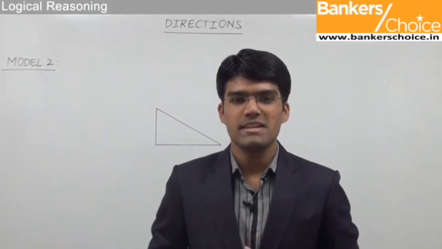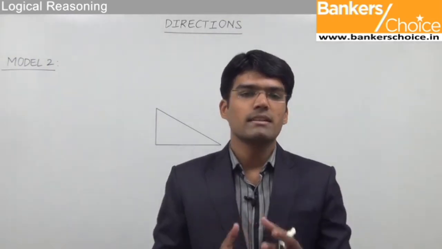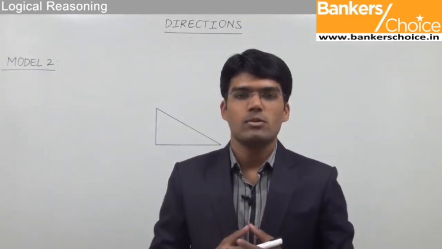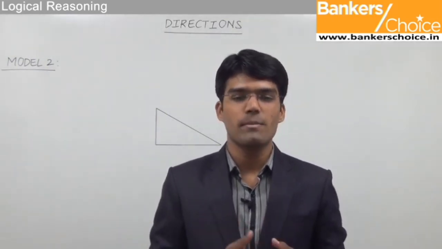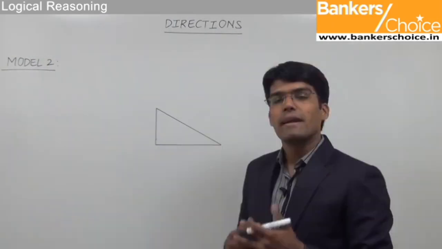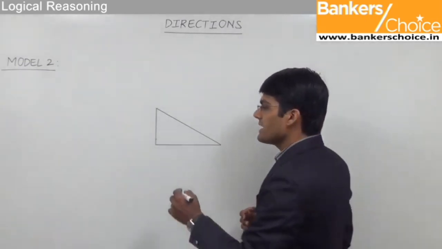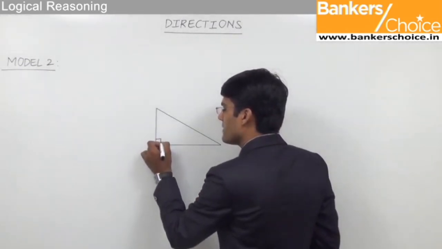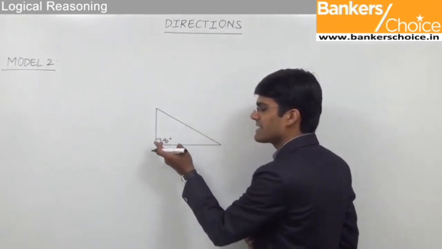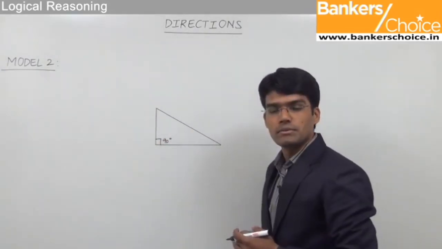Let us now take the second model from directions. In certain questions from this topic, Pythagoras theorem needs to be applied to get the answer. So before taking up an example, let us understand what is Pythagoras theorem. Pythagoras theorem is applicable for right angle triangles. In a right angle triangle, that is, one of the angles is 90 degrees. The side which is opposite to right angle is called as hypotenuse.